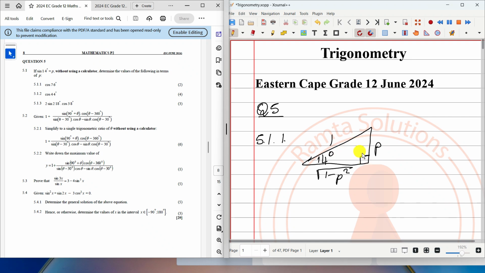And obviously, you know that the sum of angles of a triangle is 180. Or simply, these two angles must add up to 90 degrees. So 90 minus 14 will be 76 degrees. So now 5.1.1, we're looking for cos 76 degrees. What is cosine? Cosine is adjacent over hypotenuse. Adjacent to 76 degrees is what? p. So it's p over 1. We can leave it as p.